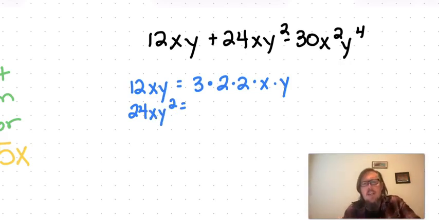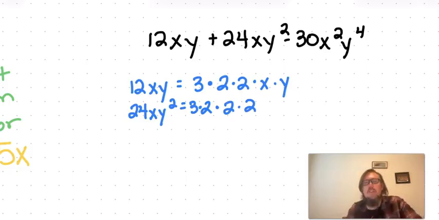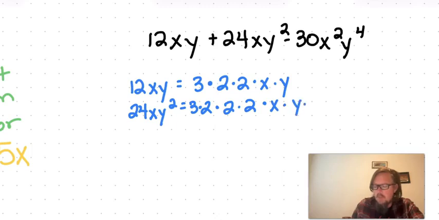24 is, let's say, 6 times 4. Oh, but 6 is 3 times 2. So let's replace this 6 with 3 times 2. And 4 is 2 times 2. So 24 is actually 3 times 2 times 2 times 2, and then times x, and then times y squared. Y squared is y times y.